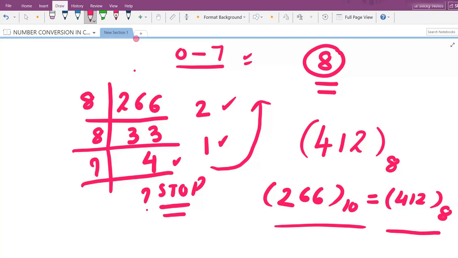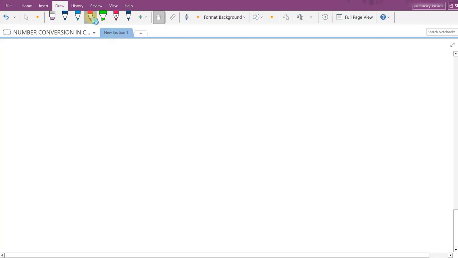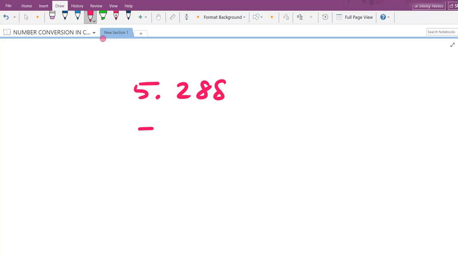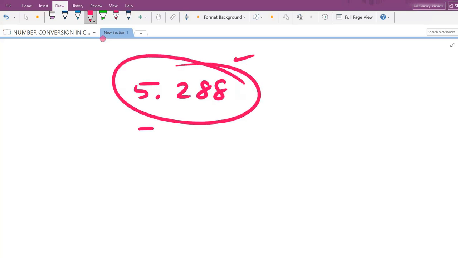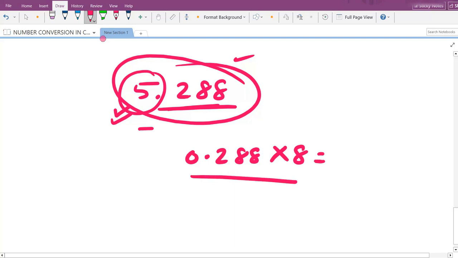Okay, you have to follow the same pattern. It means, for example, I'm just giving you an example, imagine 5 is there, then point, and then 288. Okay, and I ask you to convert it like this. You convert the whole number into octal, and then when you take the fraction number, what will you do? You start with 0.288, and here you multiply by 8. That's all, same. So you follow the same pattern.